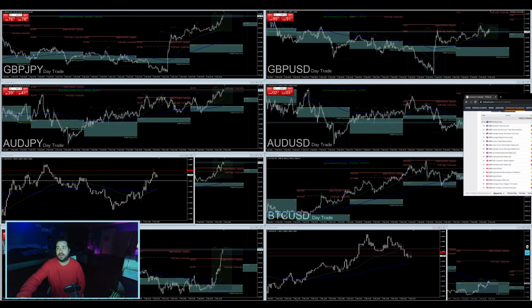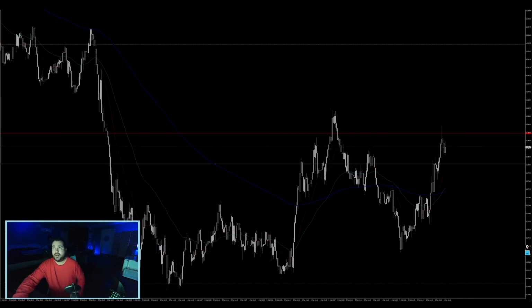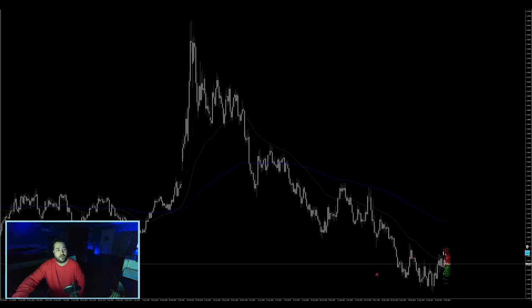Now the CAD, a lot of times, let's go ahead and get this chart up here. Now let's move this on over to the daily. Okay, so we have been in a downtrend, but the dollar strength has been forcing this up.